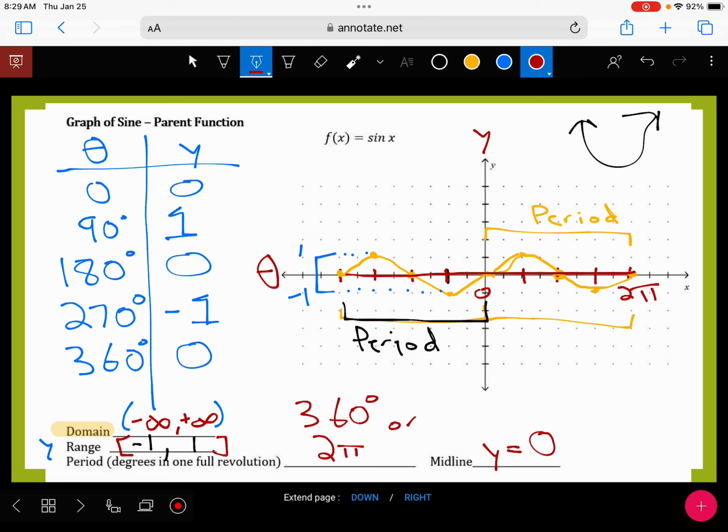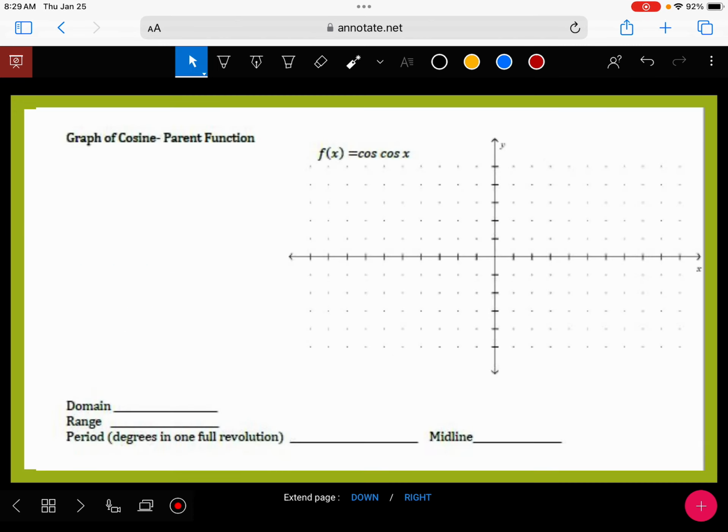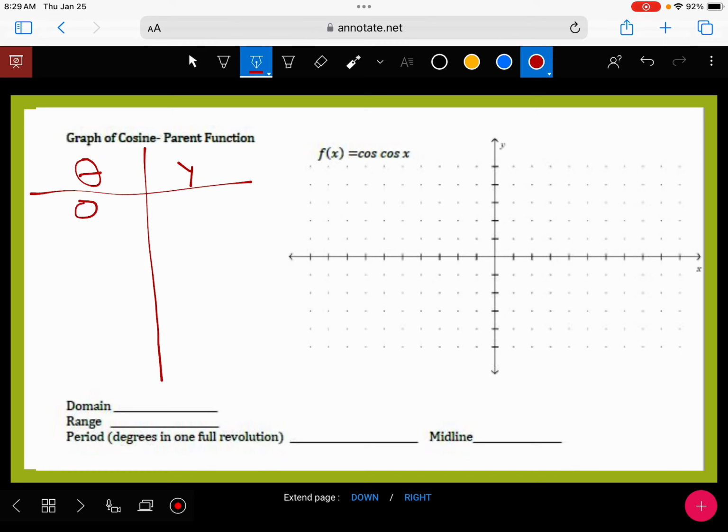Cool. We're actually recording this, so if you still need to write down any notes, just go back to that recording. So now cosine, we're going to go through this a little bit faster. The first thing we're going to do is make the table, the theta y table. But for cosine, it's a little bit different. We're going to look at the same measures. Here I'm going to write it in degrees.